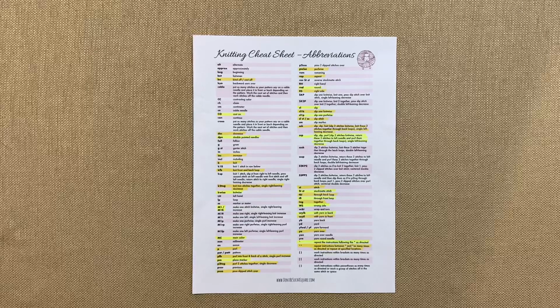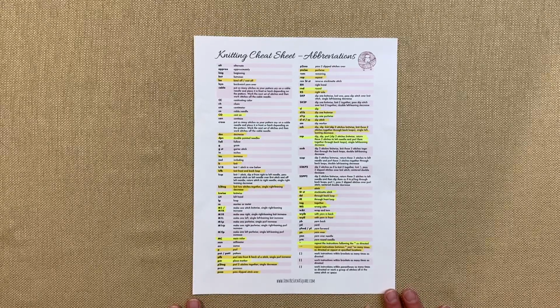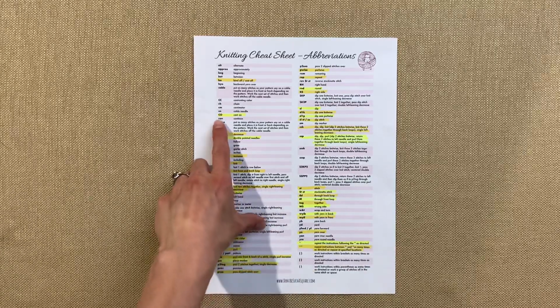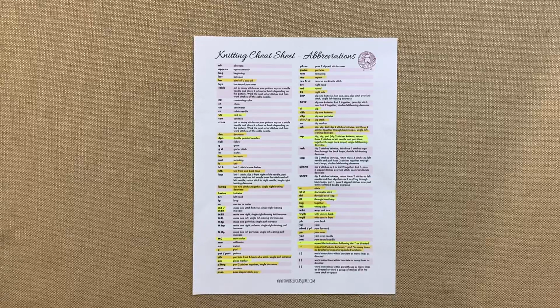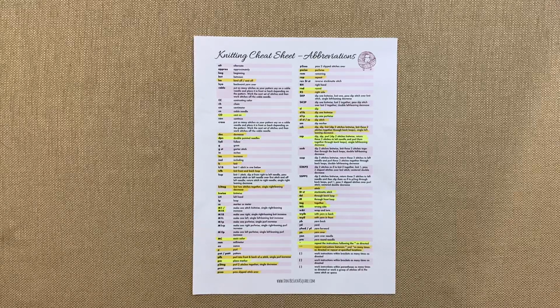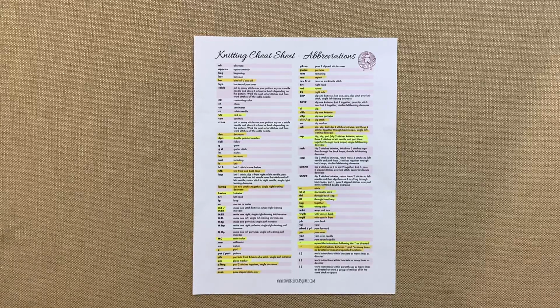The first one is BO, the abbreviation for binding off or casting off. So when you're done with your project, that's how you finish it so all your stitches don't unravel and come apart. CO is our next one, that's cast on. So that's our beginning stitches. Your pattern will tell you at the beginning how many stitches you need to cast on. Usually they'll tell you which method is best. There are a bunch of ways to cast on stitches, so we will talk about that in a few minutes when we learn to cast on.